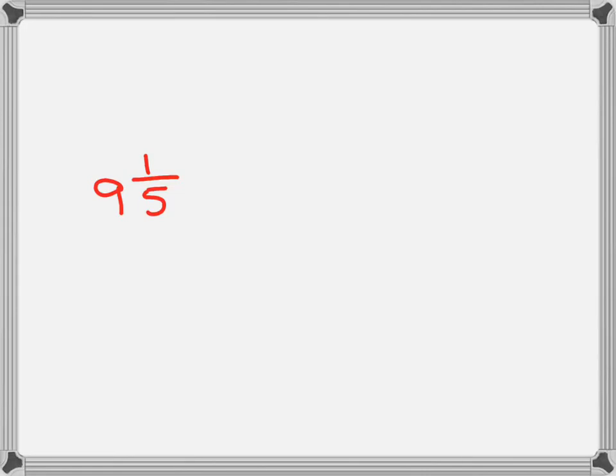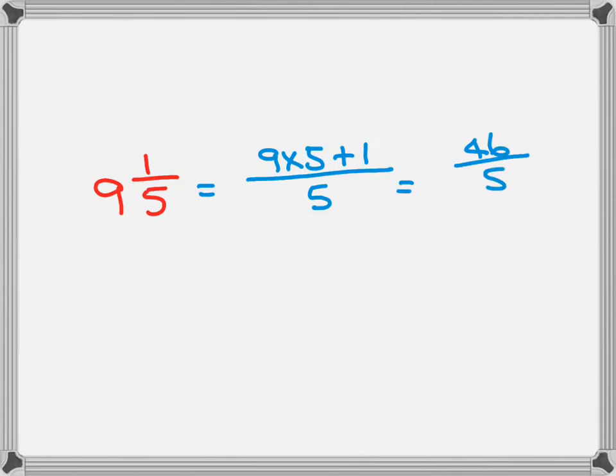So remember our step. It's 9 times 5 plus the 1 at the top of the numerator, over the denominator, which is 5. 9 times 5 is 45, plus 1 is 46 over 5. There you have your improper fraction.